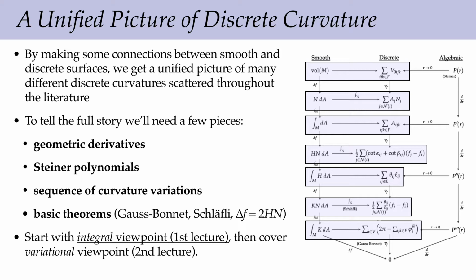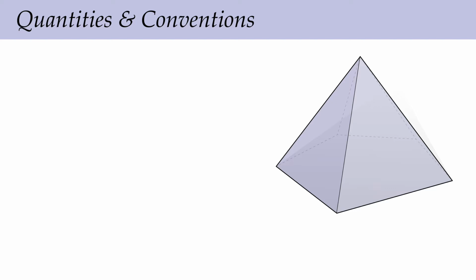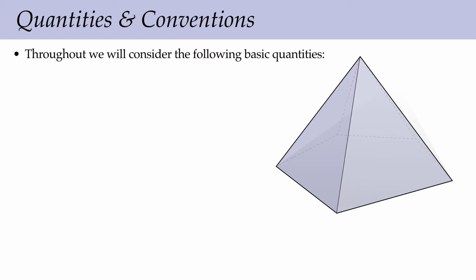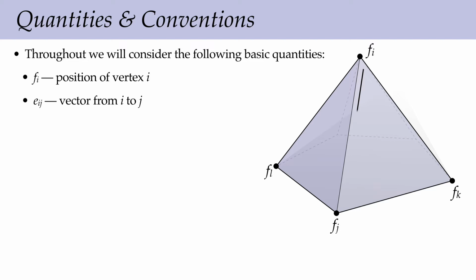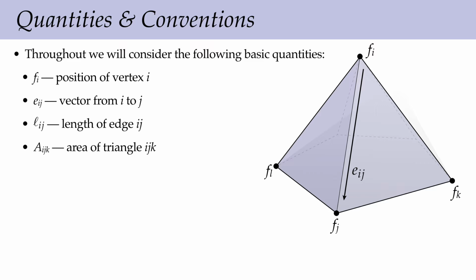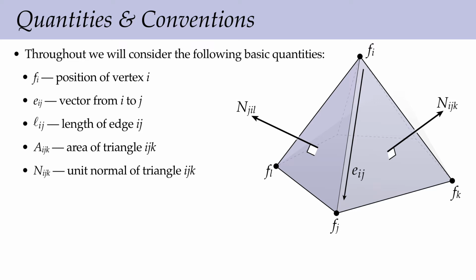Throughout, we're going to stick with some consistent quantities and conventions for talking about quantities on our discrete surface. So we're going to consider the following basic quantities. As usual, we're going to say that f sub i is the position of vertex i, its location in three-dimensional space. We'll then say that e sub ij is the vector from i to j, so f_j minus f_i. l sub ij is the length of the corresponding edge. A sub ijk is the area of the triangle with vertices i, j, and k. N sub ijk is the unit normal of that same triangle. Theta sub i superscript jk indicates the interior angle at vertex i of triangle ijk. So the fact that i is the subscript is telling us which of the three corners of the triangle we're talking about.